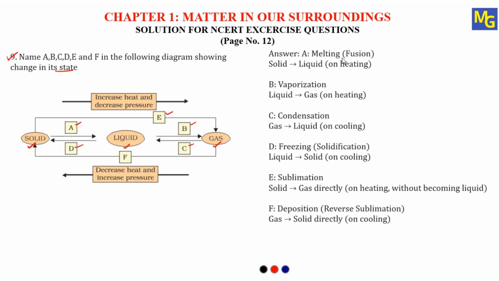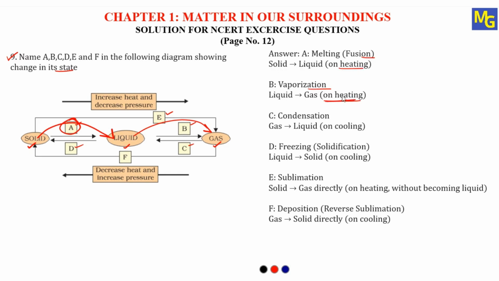Answer A is what? A is melting, nothing but fusion. We are converting solid to liquid, like ice to water. Then B is conversion of liquid to gas, that is water to water vapor. It is called vaporization. Liquid to gas, and this will be done on heating. Remember, we have to heat. To convert solid to liquid also we have to heat. To convert liquid to gas we have to heat.